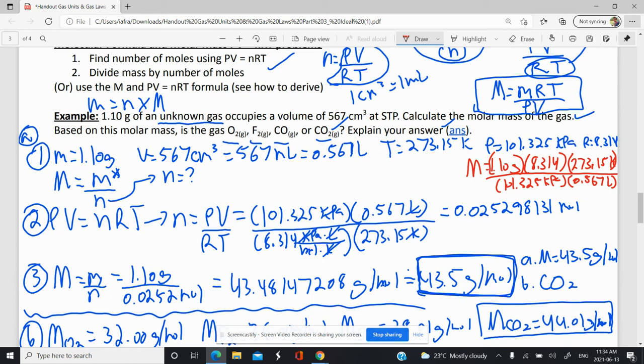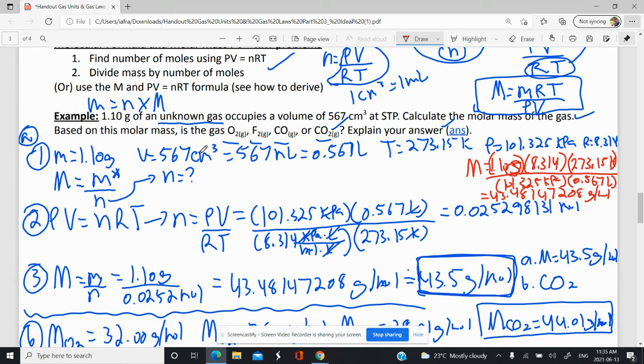If you do all that in your calculator, you should get the same molar mass we got there. So 1.10 times 8.314 times 273.15 divided by 101.325 divided by 0.567, and you get 43.48147208 grams per mole. If I put the units in here, you'd have grams left over, and you'd have moles left over in here as well, so you'd have grams per mole at the end. And it gave us the same answer as the long method we did here.